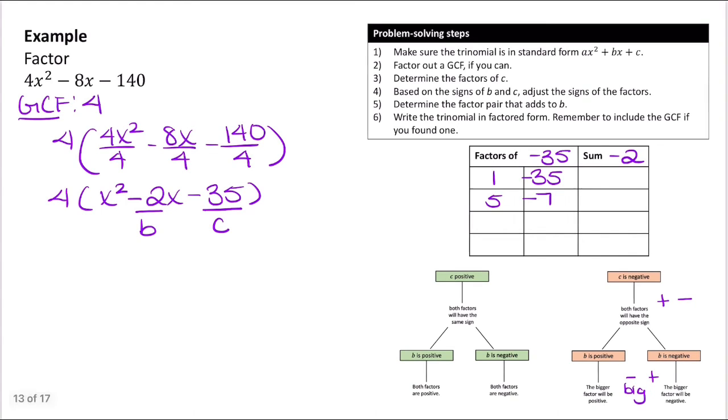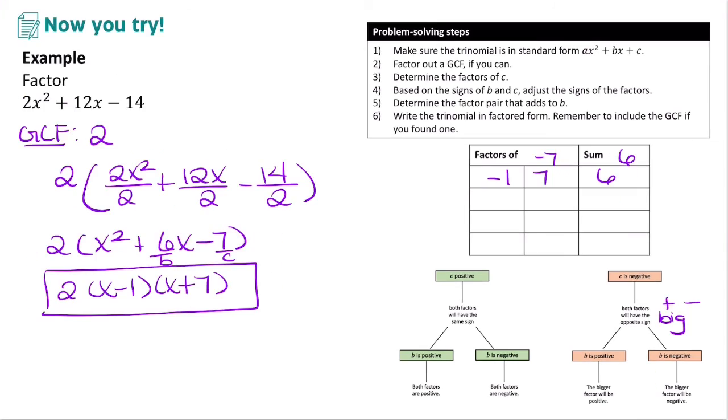So 1 plus negative 35 is negative 34. 5 plus negative 7 is negative 2. So that's going to give us 4. Remember, I did include the GCF in my final answer. And then times x plus 5 times x minus 7. Okay, so that's how you factor that expression.